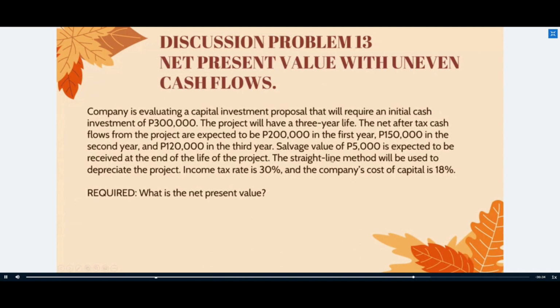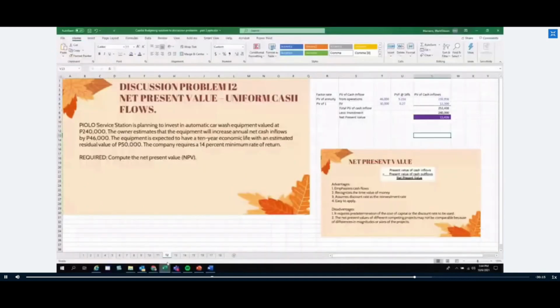The straight line method will be used to depreciate the project. Income tax rate is 30% and the company's cost of capital is 18%. So remember, this cost of capital is your desired rate of return. So let's compute for the net present value. So that's problem number 13.